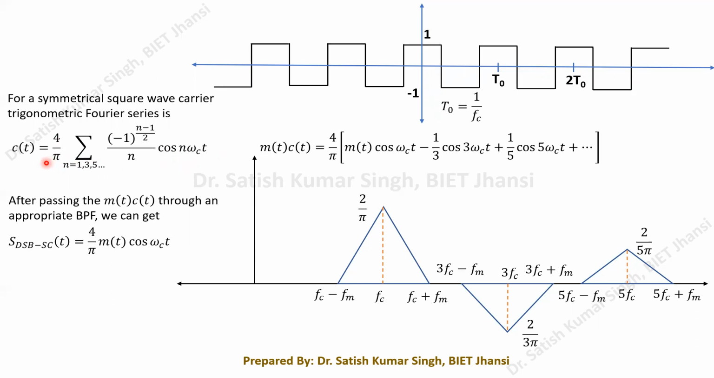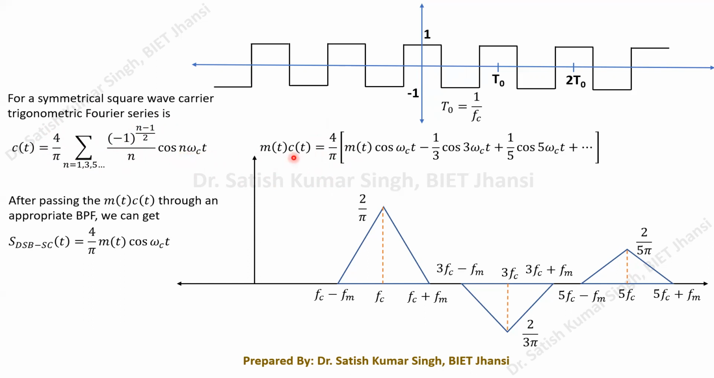When we have this c(t), multiplying this carrier with the message signal, we get m(t) into c(t). We just have to open this summation, which will be an infinite summation. The factor 4 by pi is outside, and now we can multiply m(t) into these factors. For the first term, substitute n equals 1: 1 minus 1 equals 0, so (-1) to the power 0 gives you 1, and n equals 1, then cos omega c t.